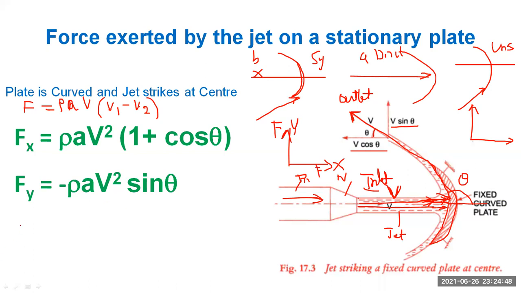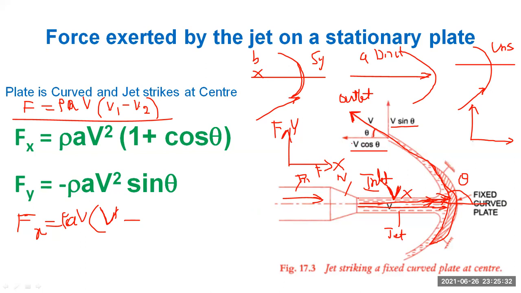Okay, so if you consider Fx, we'll apply the general impulse momentum equation to this. So rho a remains the same. So Fx is equal to rho a v. Okay, so what is the initial velocity? You have to consider only the velocity in x direction. So initially v1 is v, because as you see the jet is coming exactly in the horizontal direction and striking the plate. So the initial velocity is v. So final velocity is v2.